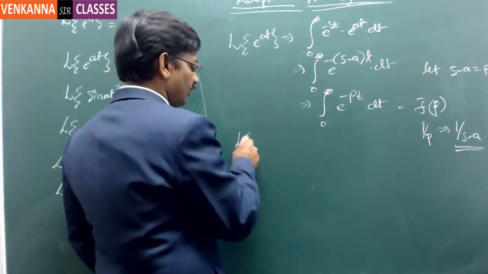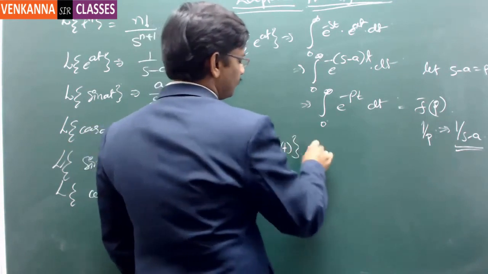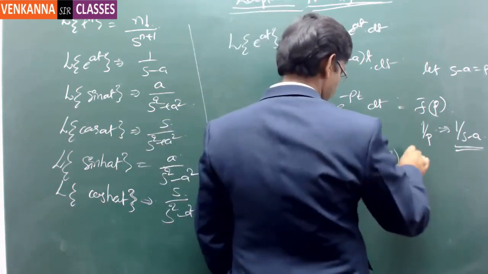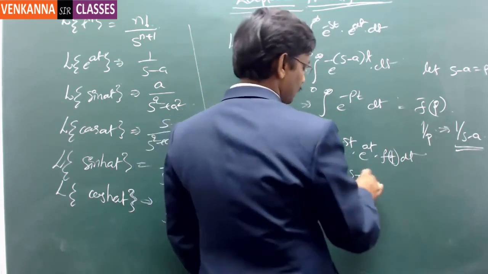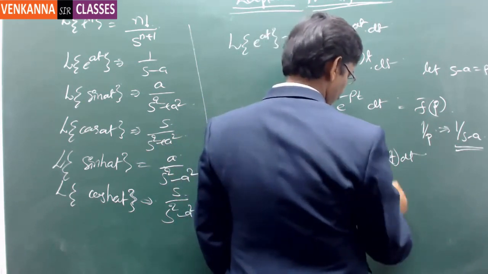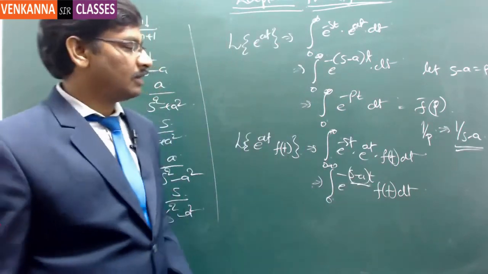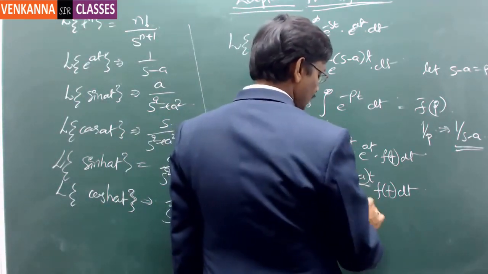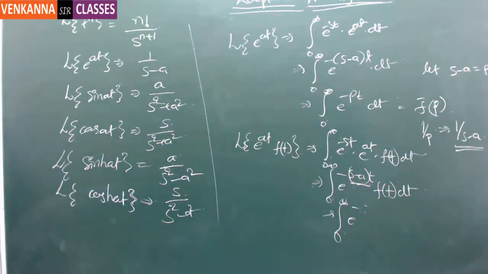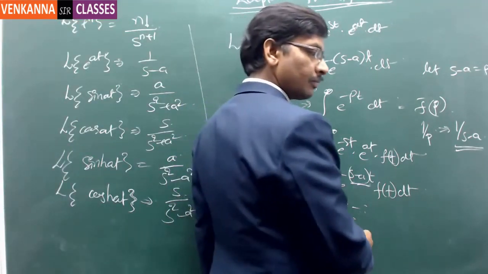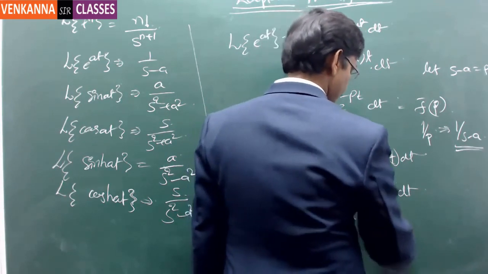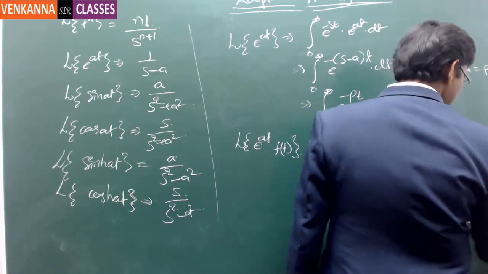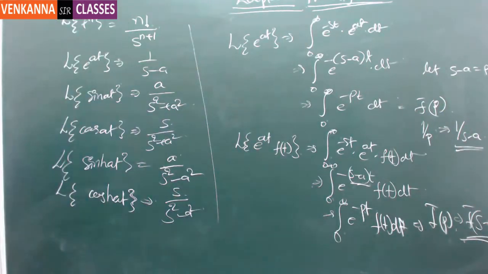In general, Laplace transform of e power a t into f of t is nothing but integral 0 to infinity e power minus s t into e power a t into f of t dt. So this is integral 0 to infinity e power minus s minus a into t into f of t dt. Now this is as if s became s minus a, but it is the Laplace transform of f of t only. If you replace with p, integral 0 to infinity e power minus pt f of t dt is nothing but Laplace transform of f of t with parameter p. But p is nothing but s minus a. So this is as if changing the variable to s minus a.